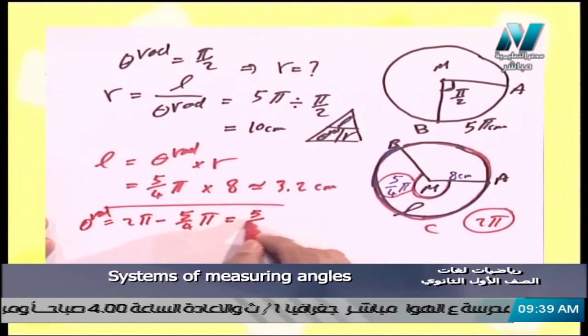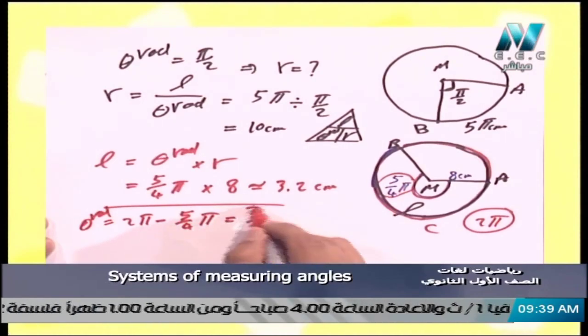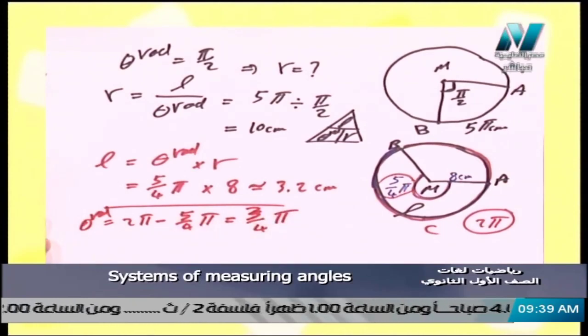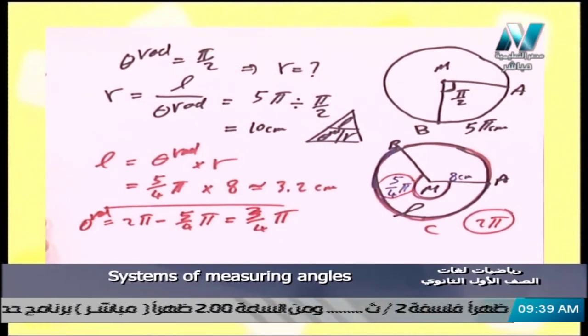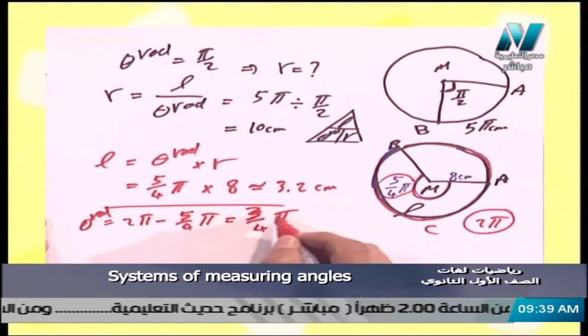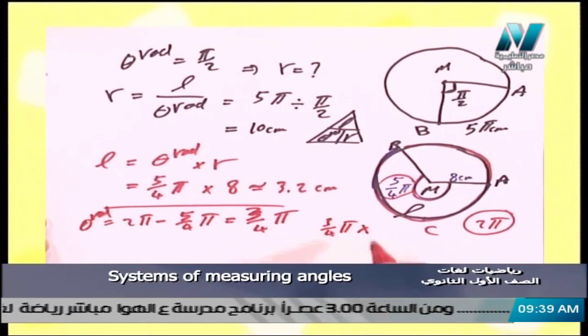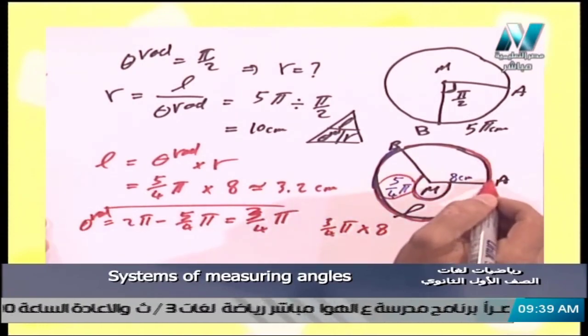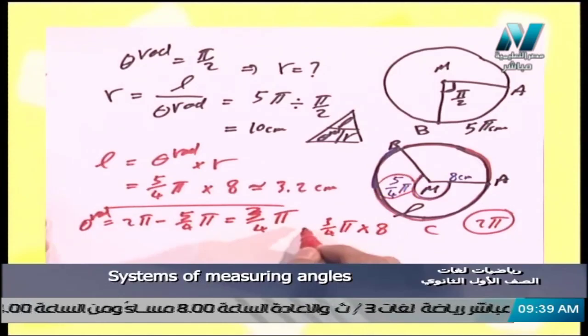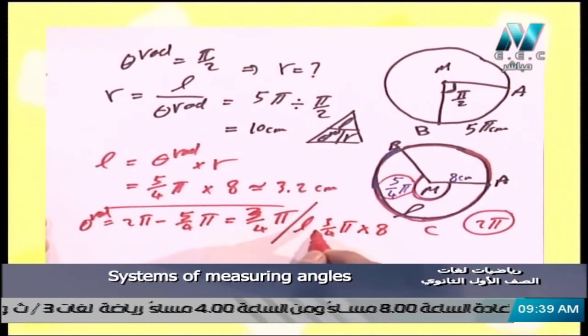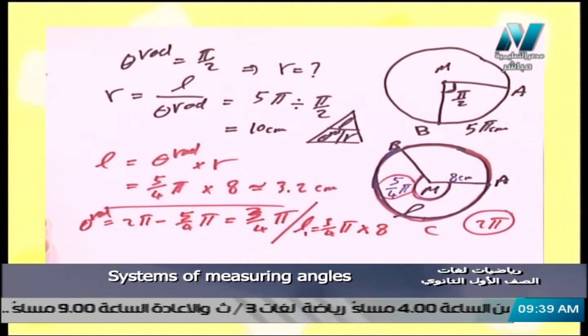So the theta rad here equals 3 over 4 pi, and to find L, we will multiply 3 over 4 pi times 8 to find the minor or the small arc here, which is L, or we can call it L1. So 3 over 4 pi times 8 equals 6 pi.